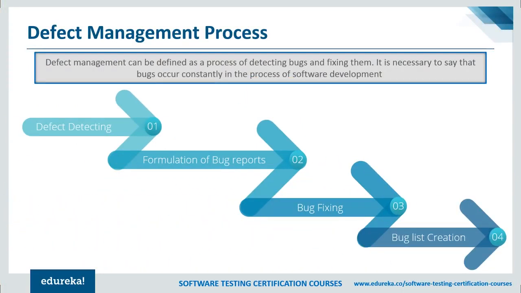To realize what defect management process actually is, we should first understand the definition. Generally, defect management can be defined as a process of detecting bugs and fixing them. It is necessary to say that bugs occur constantly in the process of software development.